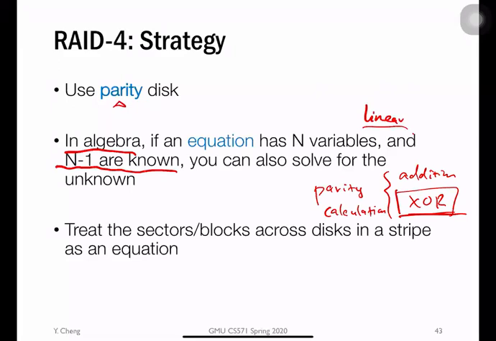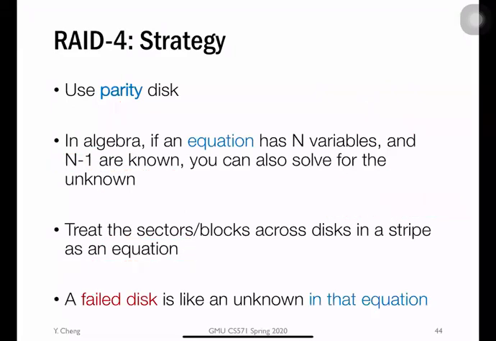Basically, to put it into the context of a RAID configuration, you treat the sectors or the disk blocks across different disks within the stripe as some sort of an equation. Then the task is, whenever there's a disk failure, you apply this equation to solve for the unknown. Okay, so this is a simple strategy. Again, the failed disk is like the unknown in that particular equation. Just apply the equation. Simple.